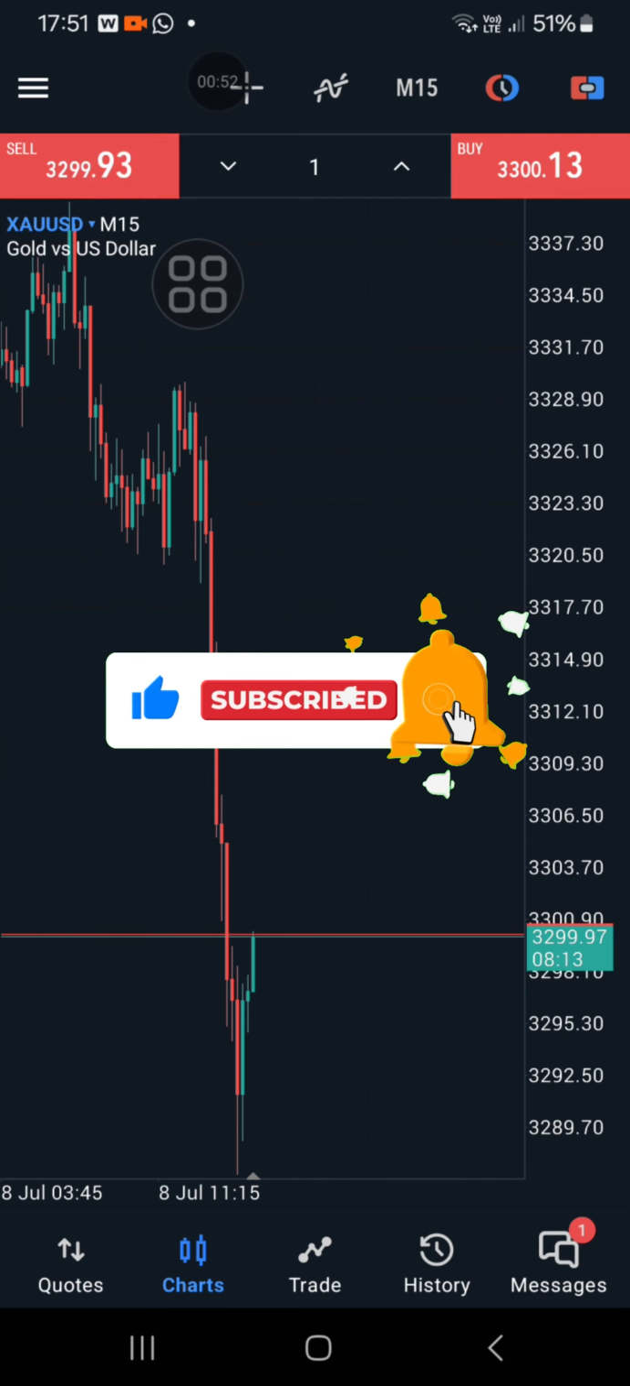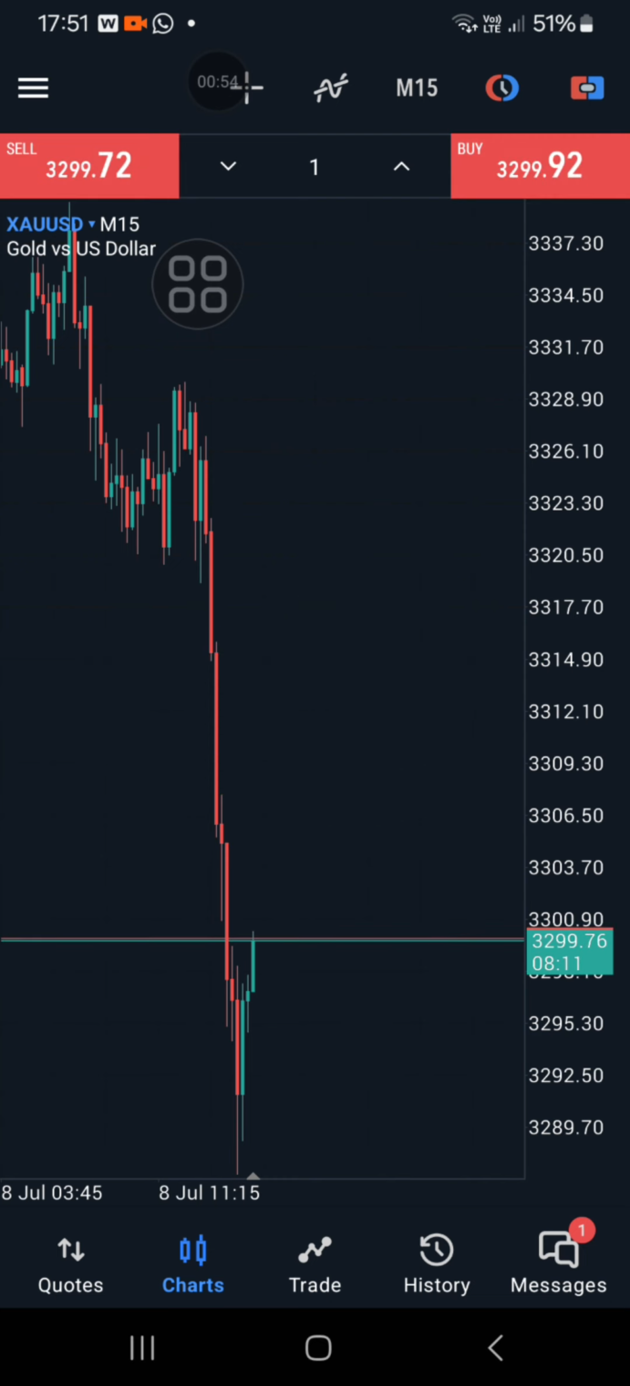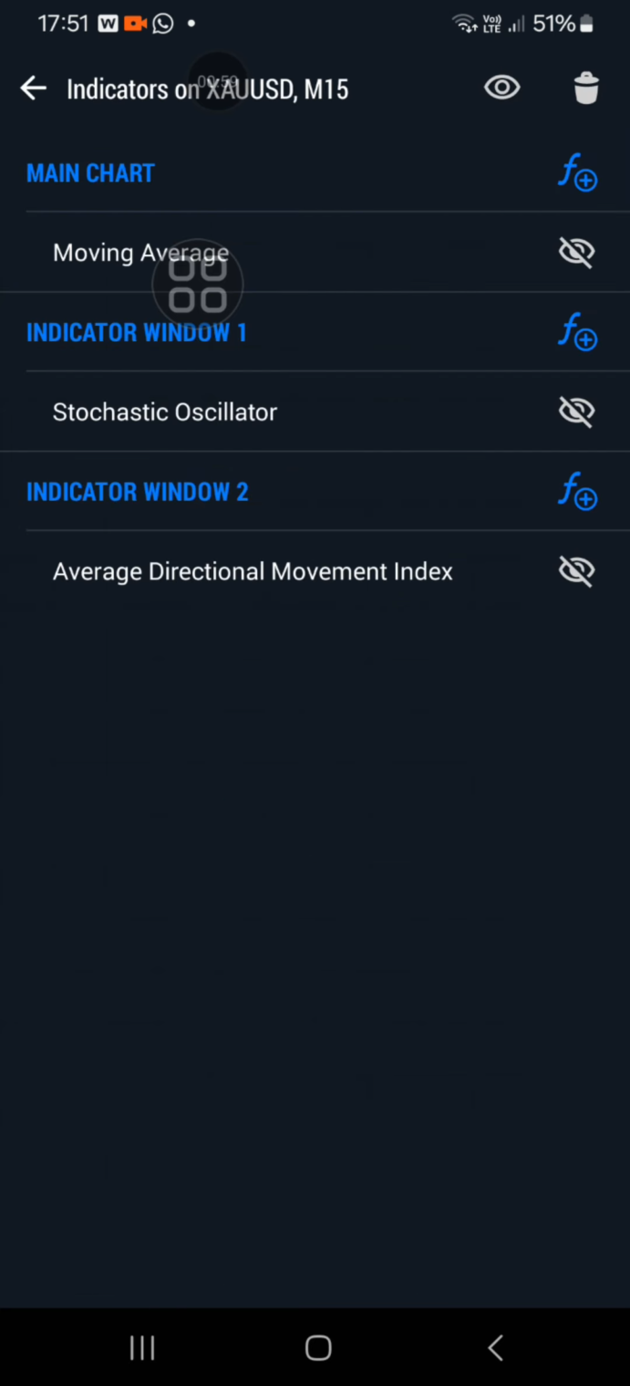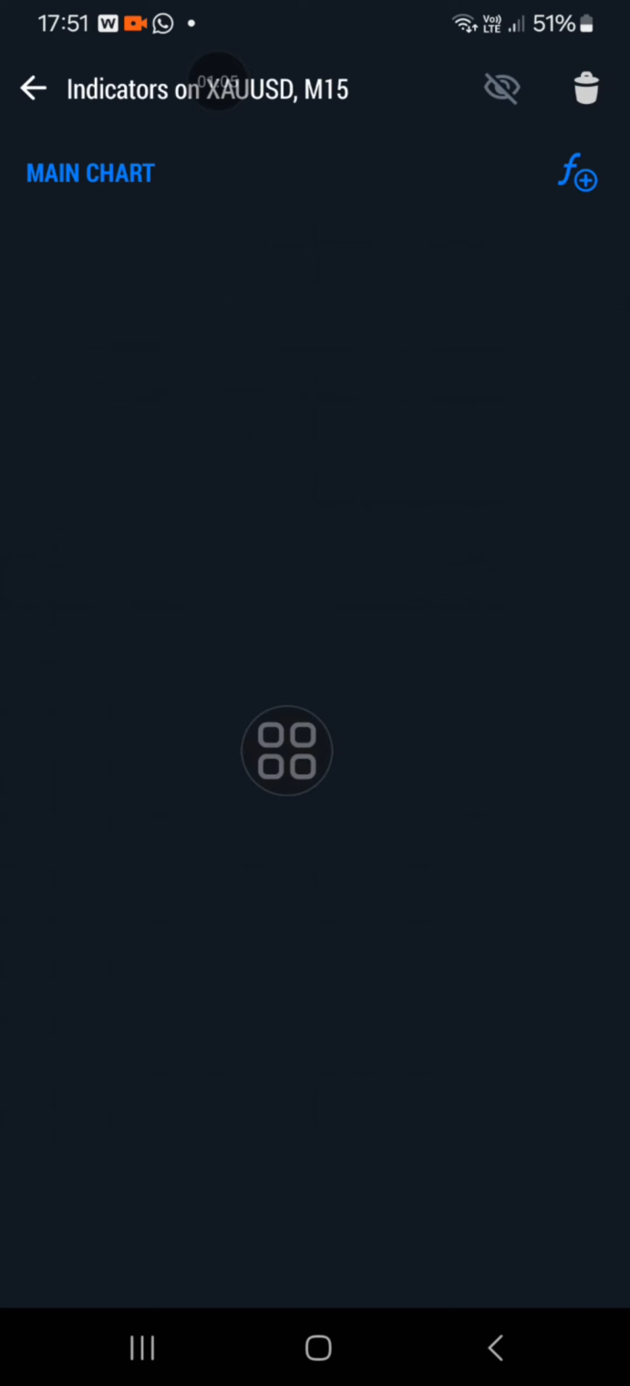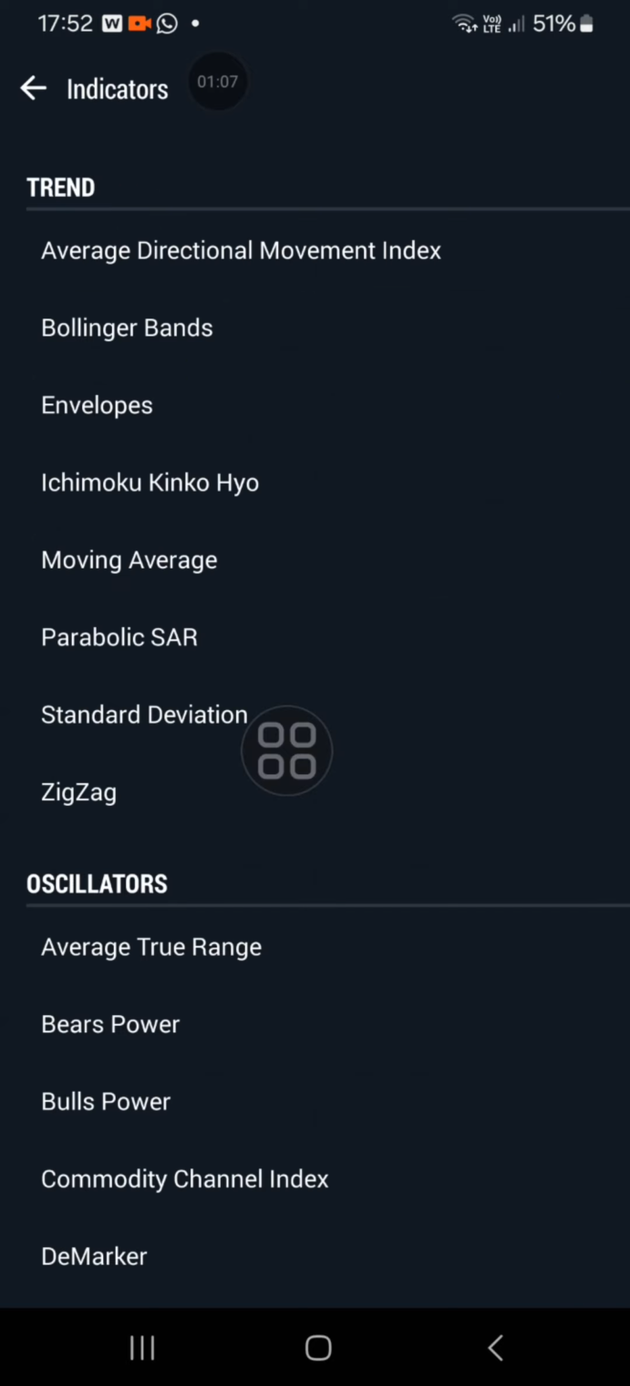Let's get into it. So I'm gonna start with the settings for this particular strategy. So basically, these are the settings that we have for this particular strategy. So let me just delete everything and set up our chart. So we're going to start with our on trend indicators. We are going to go on moving average.